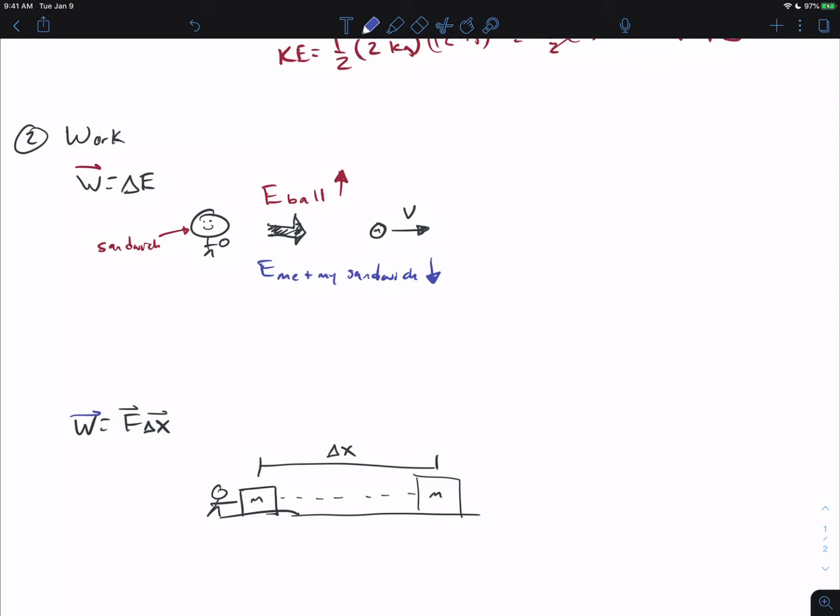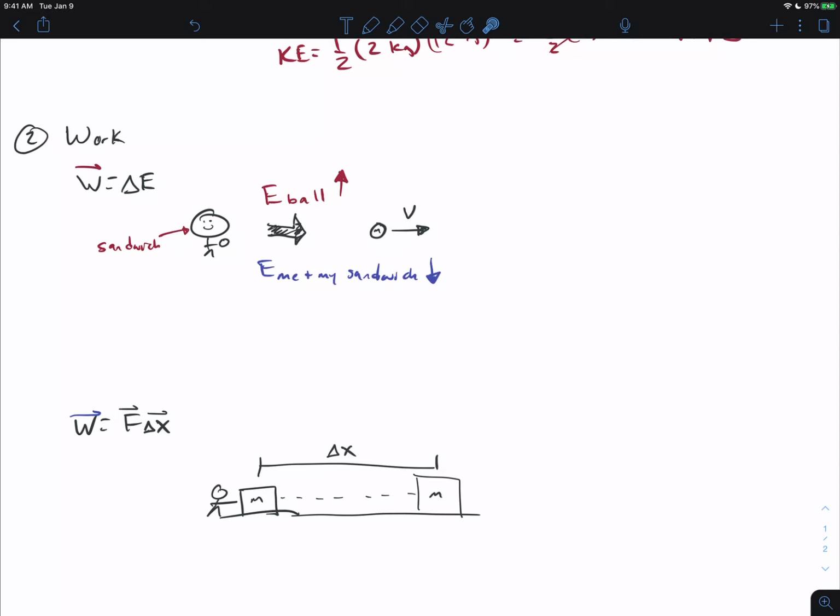So I forgot my little vector symbol here. So I have work as whatever force I apply. In this case, I apply a force to the ball. And over what displacement do I apply it? Okay, so I apply a force over some displacement. While I'm doing that, I'm transferring energy into that object, and that's the work that I'm applying, right?